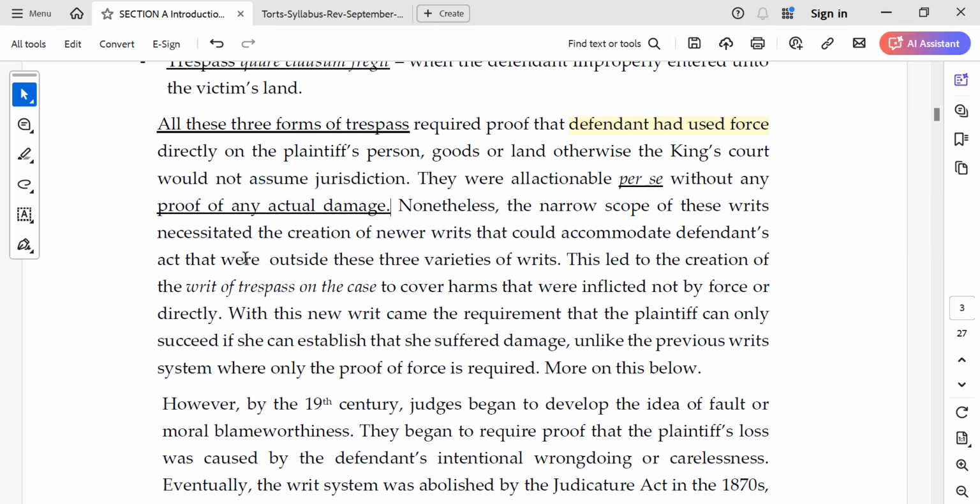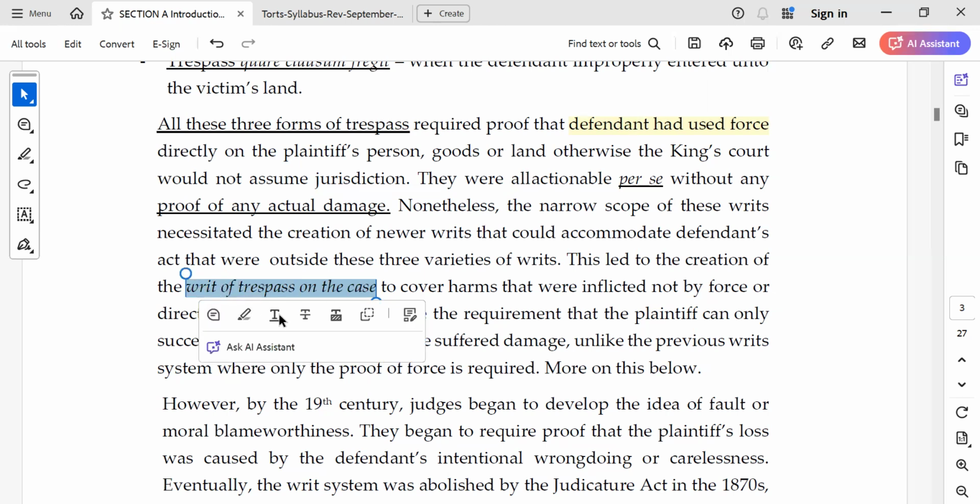Nonetheless, the narrow scope of these writs necessitated the creation of newer writs that could accommodate defendants' acts that were outside these three varieties of writs. But what was the problem? These three writs were only trespass, right? But there are a lot more wrongs that are there in tort, but they were not covered. So a narrow scope was there, because only three were there, and they had to allocate more writs as such. This led to creation of writs of trespass on the case.